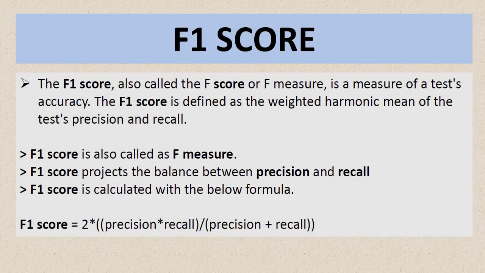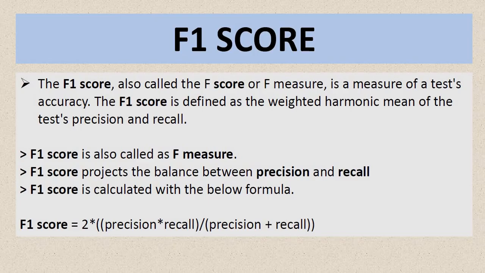Okay, now what is F1 score? F1 score is also called the F score or the F measure, and it's a measure of test accuracy. The F1 score is defined as the weighted harmonic mean of the test precision and recall. F1 score represents the balance between precision and recall. There has to be some balance. If my precision is higher and my recall is lower, I need a metric that will balance both of them, and F1 score is one of the metrics to do that.